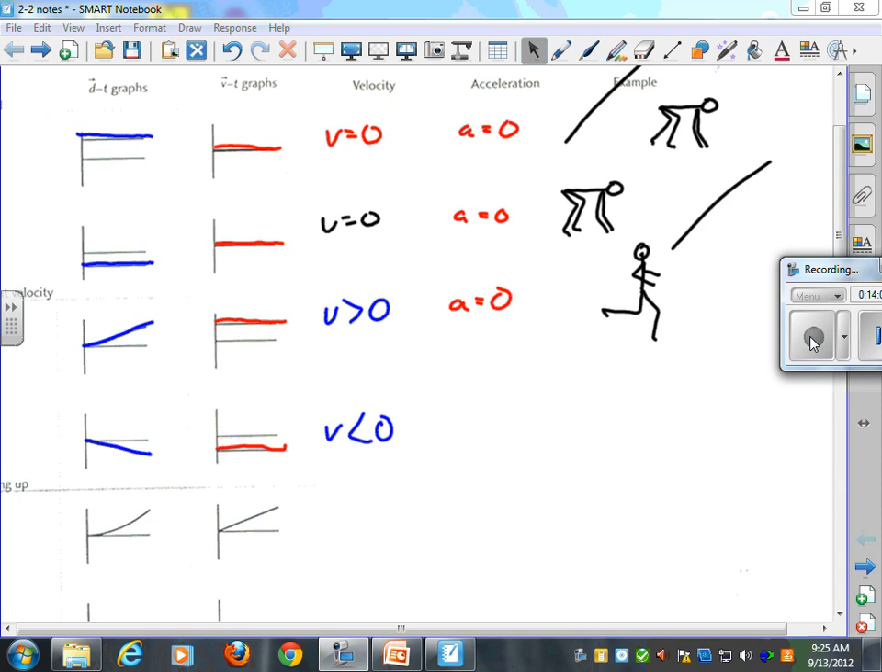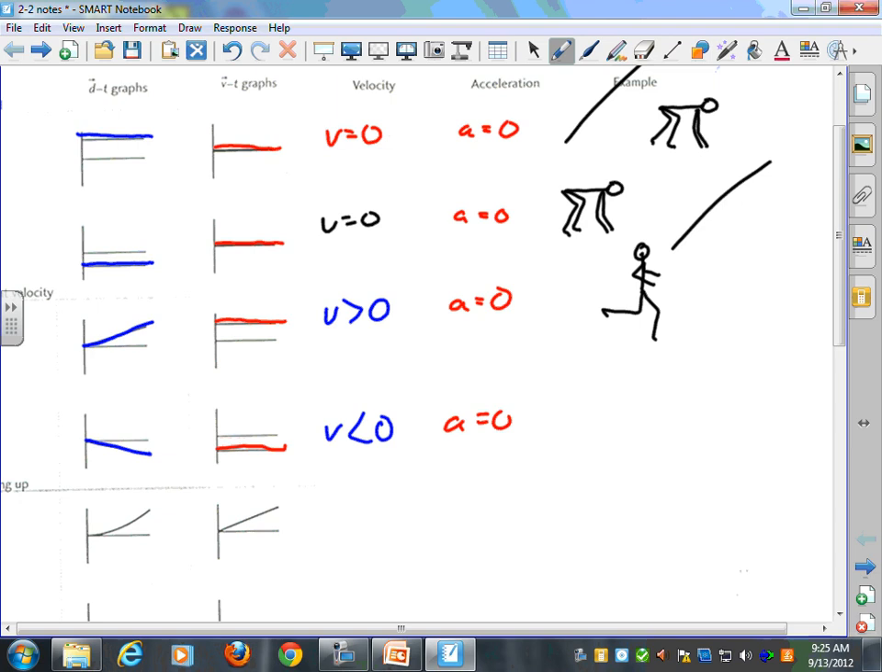So here we go. We got running backwards, right? Velocity is negative. Acceleration, once again, is equal to 0. And all this means is that the person is running at a constant speed, but backwards.